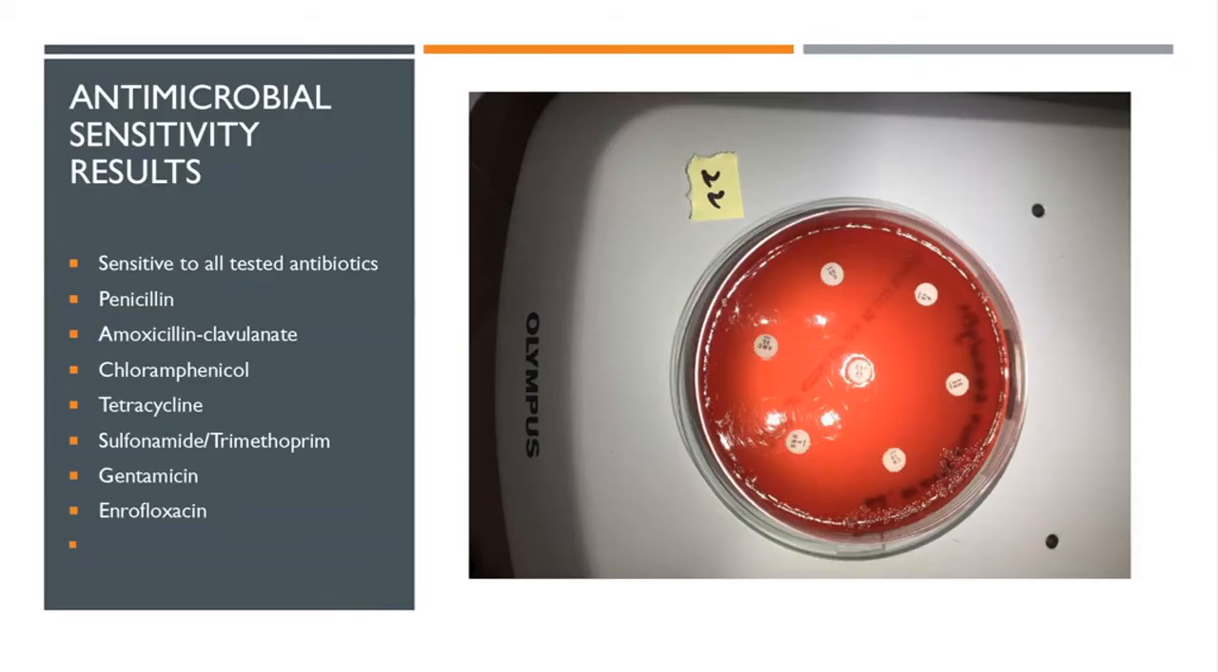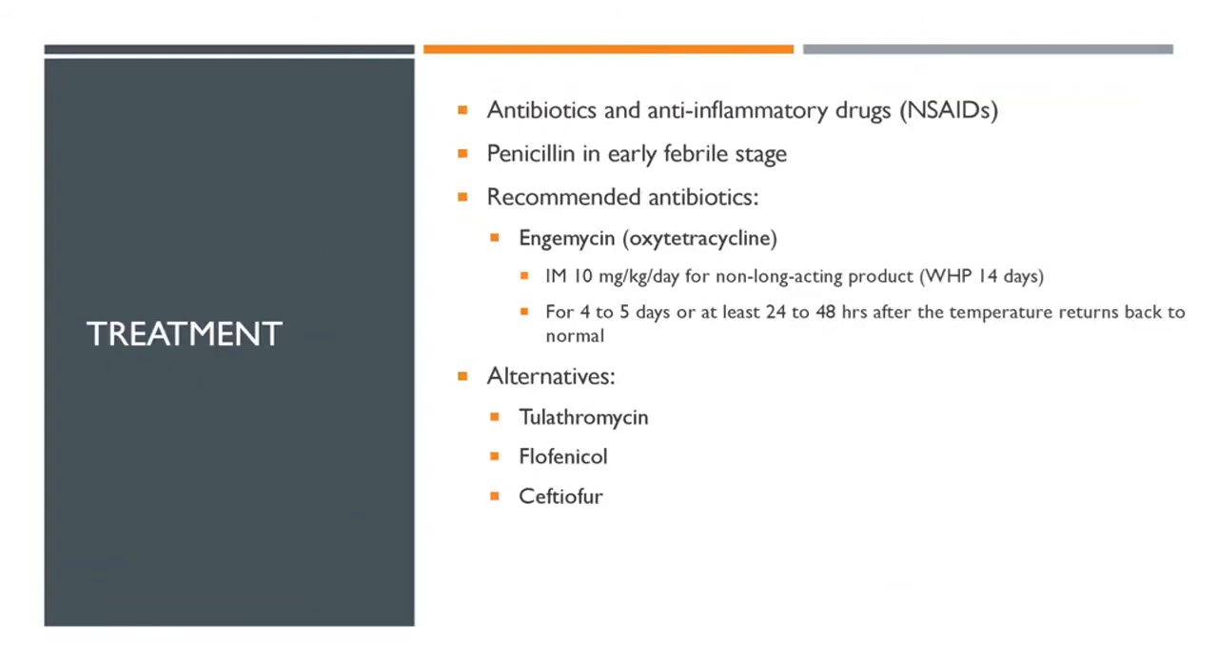According to our antimicrobial sensitivity results, the organism is sensitive to all tested antibiotics, which includes penicillin, amoxiclav, chloramphenicol, tetracycline, TMS, gentamicin, and enrofloxacin. Our primary treatment would be using antibiotics and anti-inflammatory drugs. We would recommend the use of penicillin in the early febrile stage of the disease. In the later stage of the disease, we would recommend the use of oxytetracycline, which should be administered as an IM injection at 10 mg per kg per day for the non-long-acting product. It has a withholding period of 14 days.